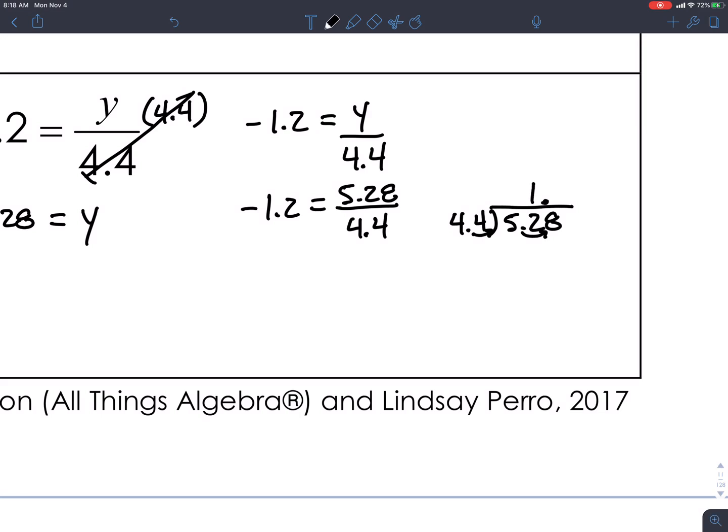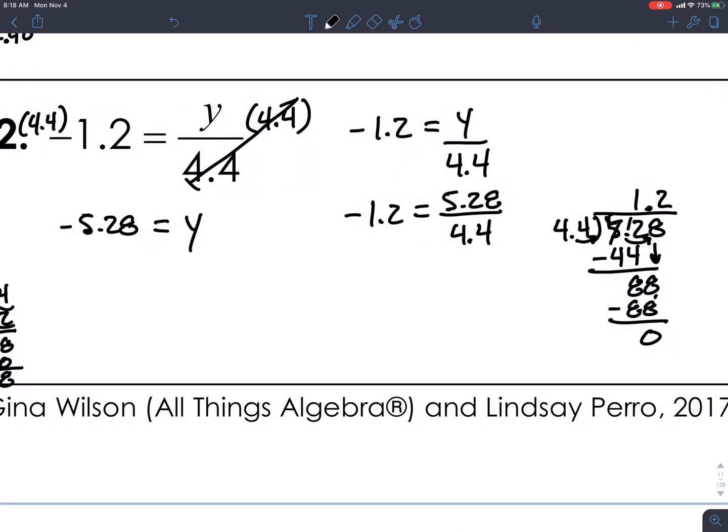44 goes into 52 one time. 1 times 44 is 44. Got to borrow, carry that. That's an 8. 4 minus 4 is 0. Bring down the 8. 44 goes into 88 2 times. 2 times 44 is 88. So that's 0. So my answer is 1.2. And we already knew that our answer over here was a negative. Oops, I messed up right there. It should have been a negative 5.28. And we already know a negative divided by a positive is a negative. So it is negative 1.2.